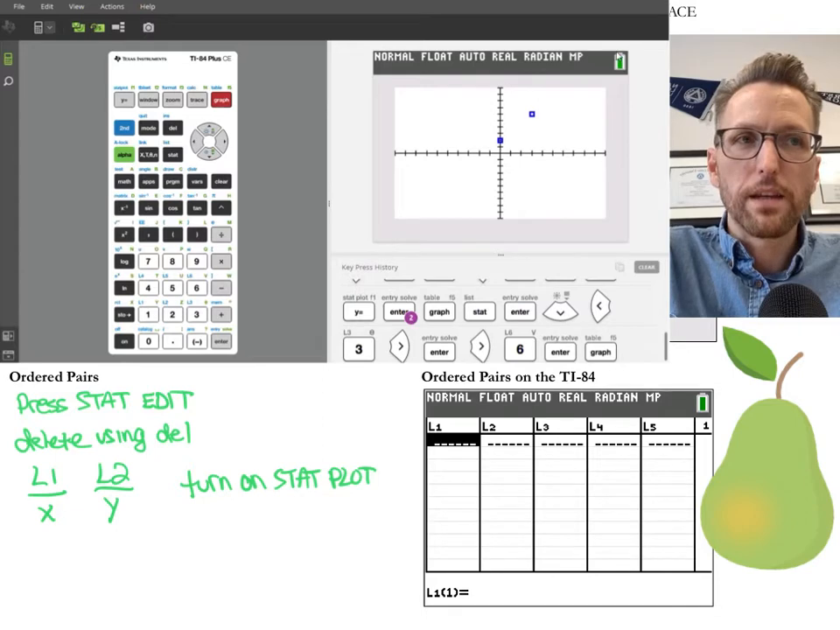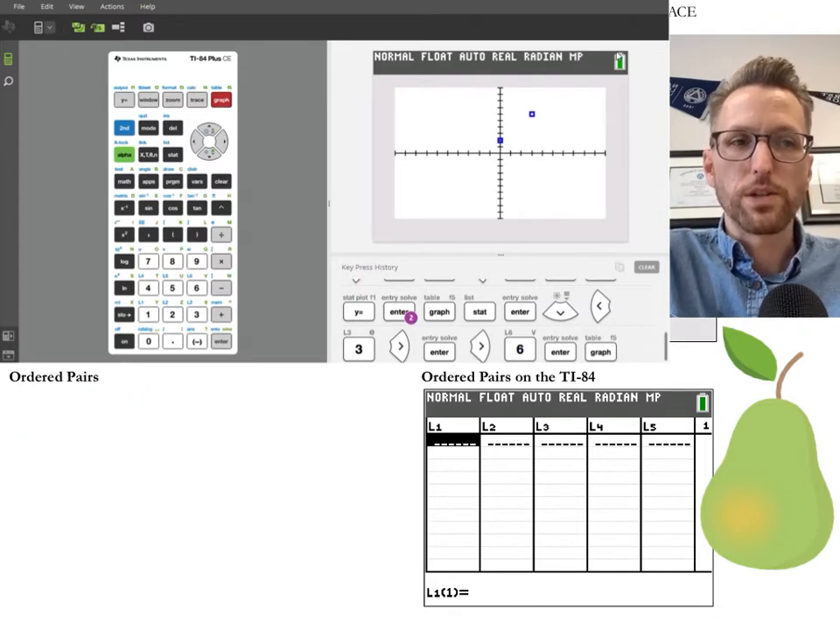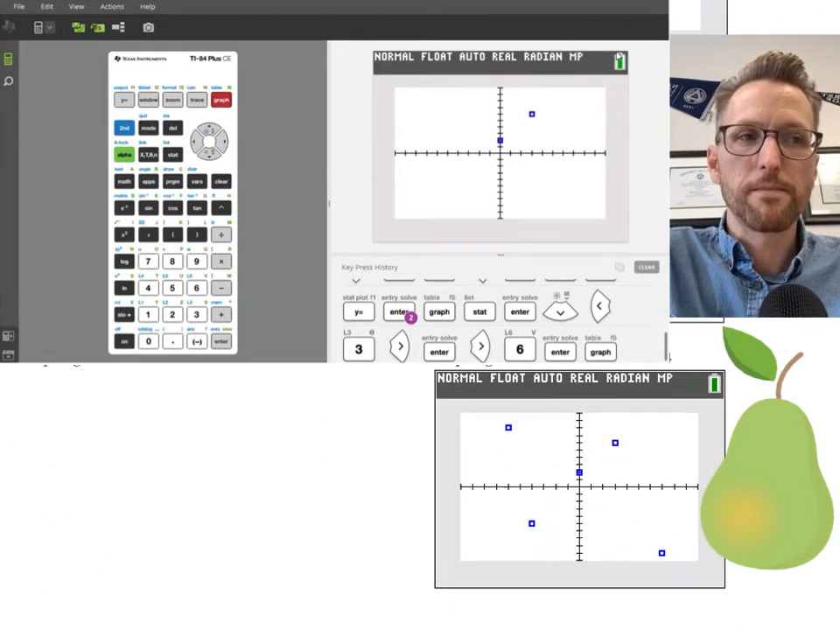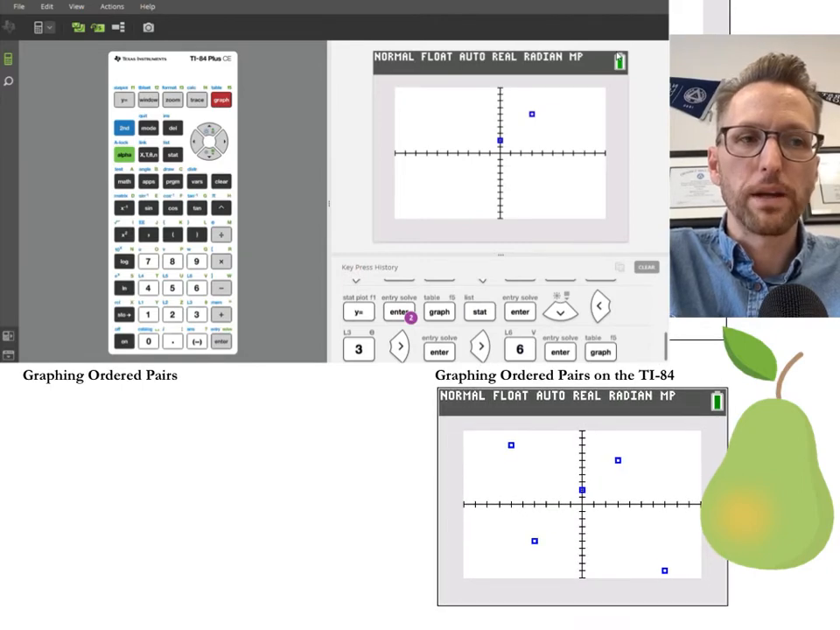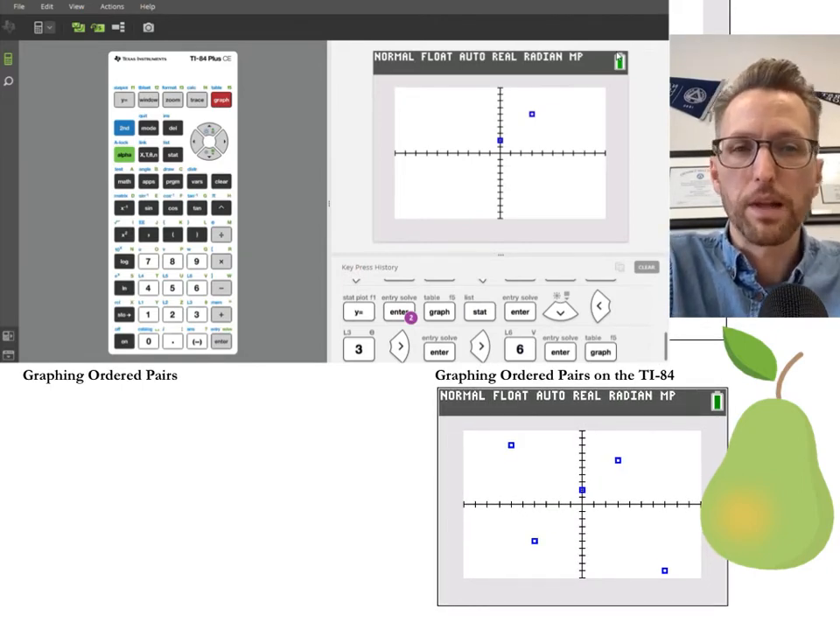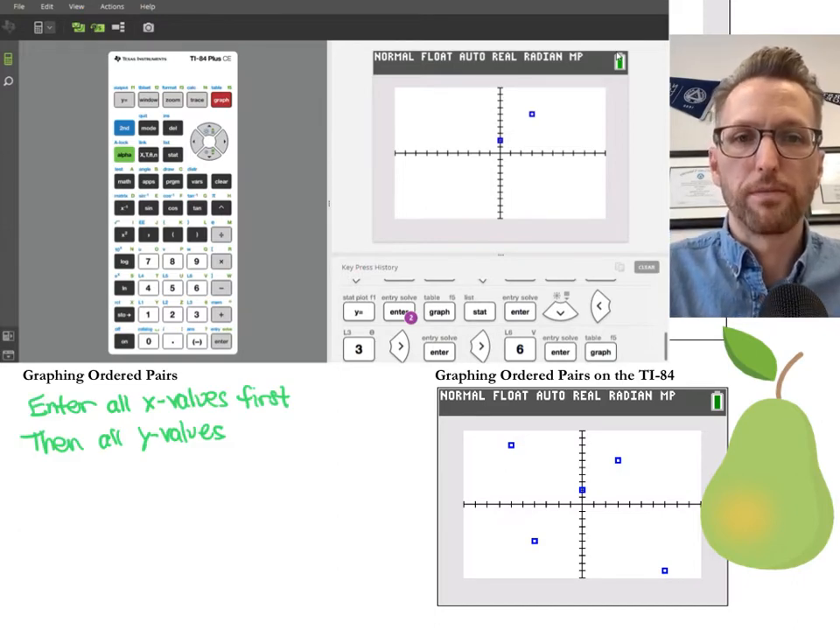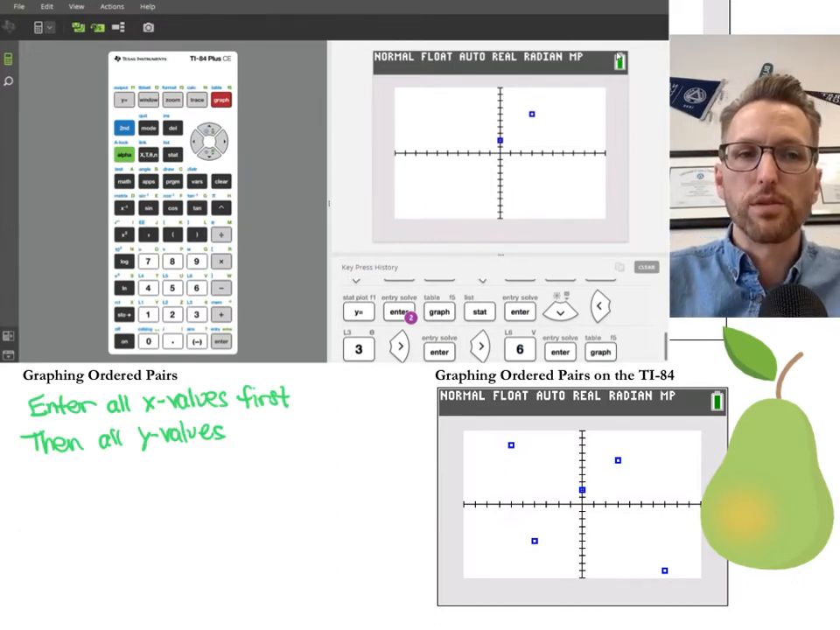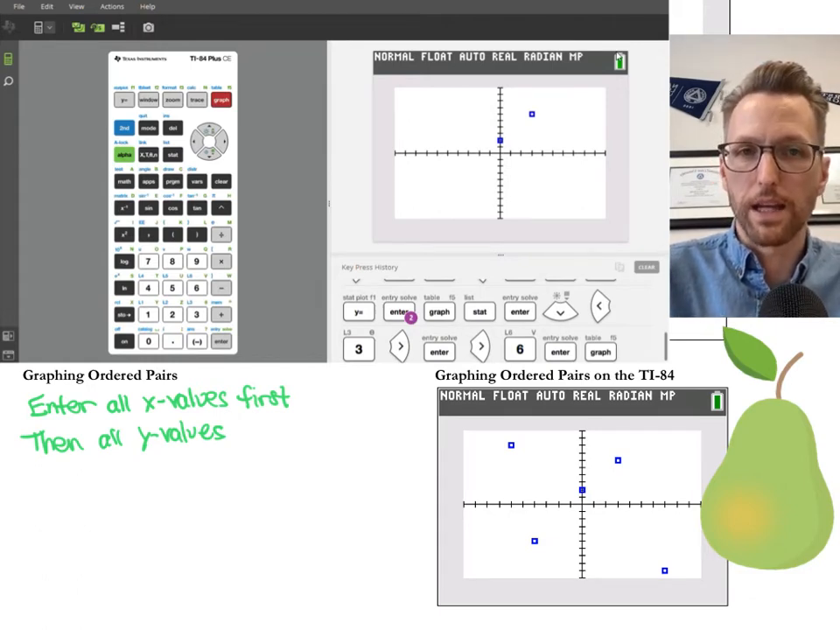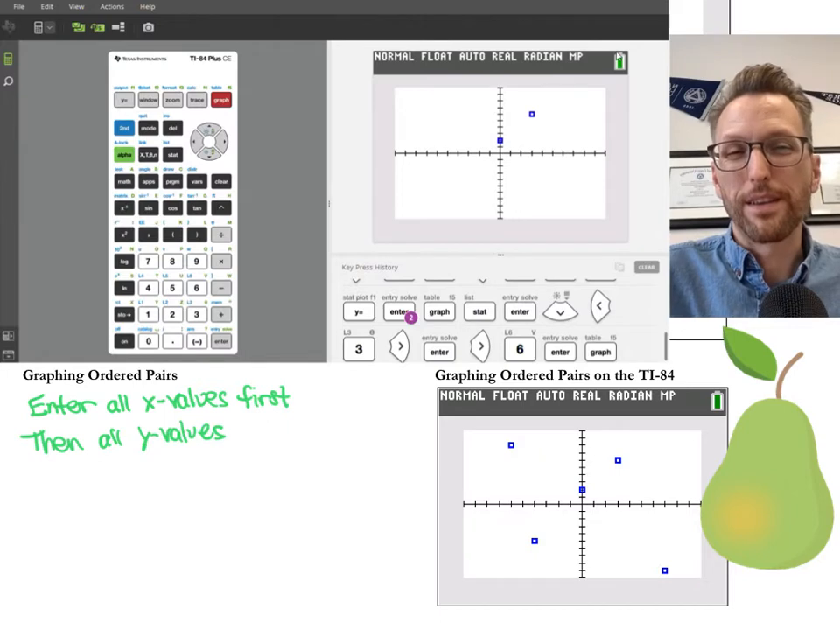But then I could even plot some more points if I wanted to. So what I did down here on my screen, graphing ordered pairs, I had 5 points that I plotted, and they just showed up on the graph. So to graph ordered pairs, that's how you would do that. You'd enter them in the stat edit. It's basically the list feature. So you're doing a list.